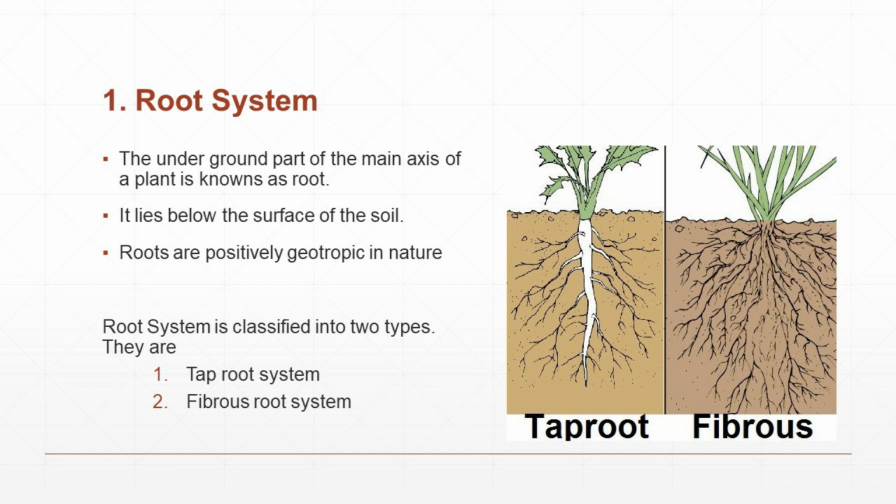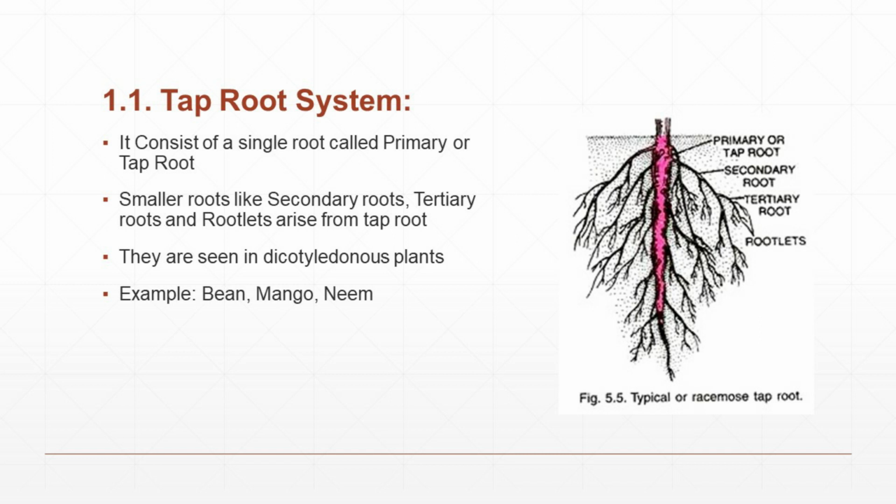Now, the root system is classified into two types. One is taproot system, another one is fibrous root system. You can refer to the picture and you will be able to understand the taproot system and fibrous root system. First, let us learn about the taproot system. You can see the picture. In the middle, you can see the pink colored part, that is called the primary or taproot. From that, you can see the lateral roots, secondary roots, tertiary roots, and rootlets. This type of root we can see only in dicotyledonous plants. Example, bean, mango, neem, etc.